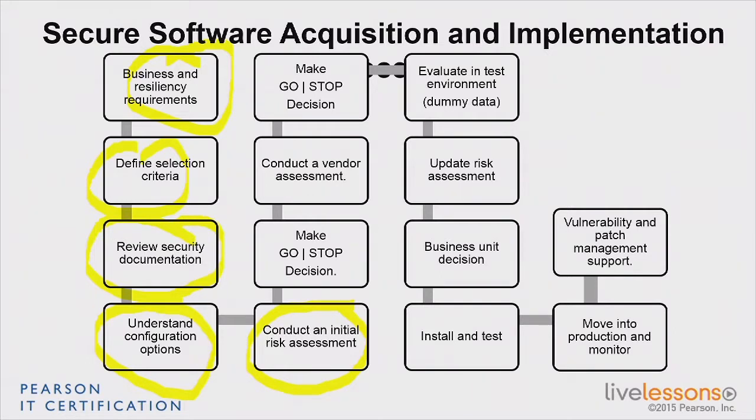But you can start to do an initial risk assessment so that you can see if the operation and performance of the software is within organizational risk tolerance. If it is, well, we can go forward. If it's not, you've got to make this go-stop decision: do we continue looking, or do we decide that this is not within the risk tolerance of the organization, so it's time to stop and perhaps start the process again by looking at other products.